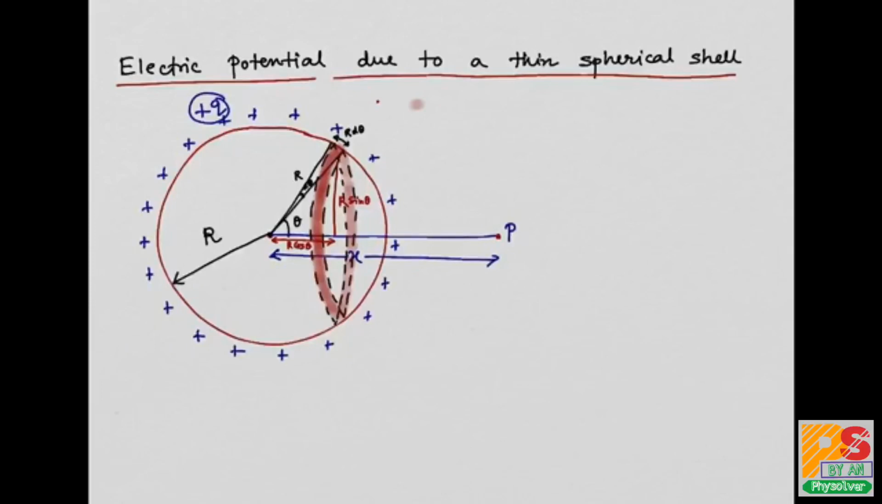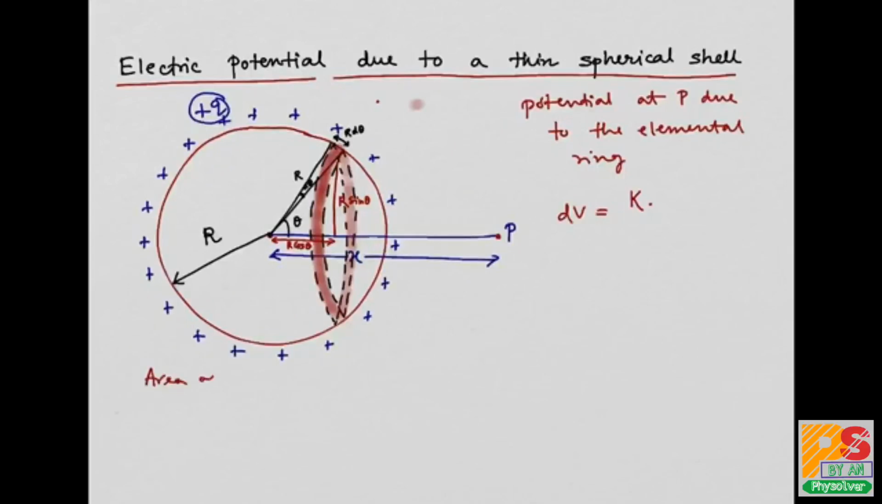The potential at P due to the elemental ring is dV equals K into the charge on the ring. So for that we first need to find the area of the ring. The area of the ring is very simple: circumference into thickness, which is 2 pi r sine theta into r d theta, that is 2 pi r square sine theta d theta.